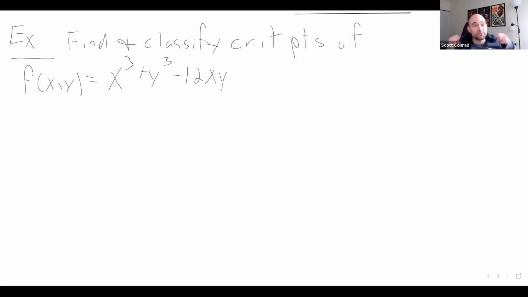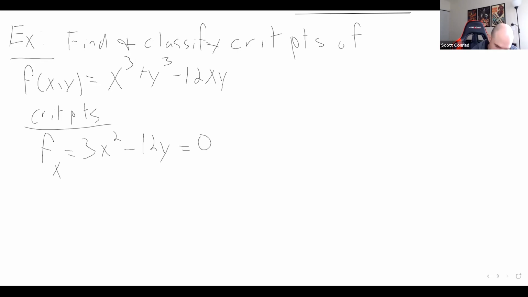So the first order of business is finding the critical points. So to do that, we set both partials equal to 0. I'm going to go through this rather quickly. So the partial of f with respect to x is going to be 3x squared plus 0 minus 12y. So we set that equal to 0. The partial with respect to y is going to be 0 plus 3y squared minus 12x. And we set that equal to 0.